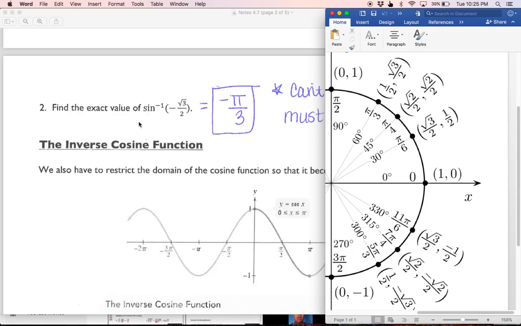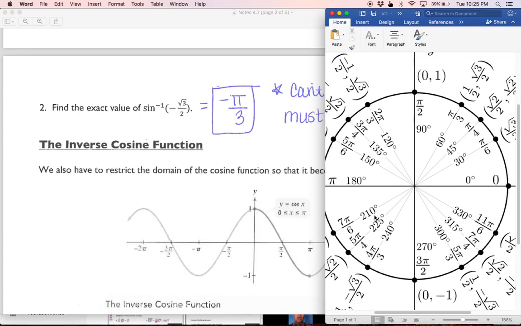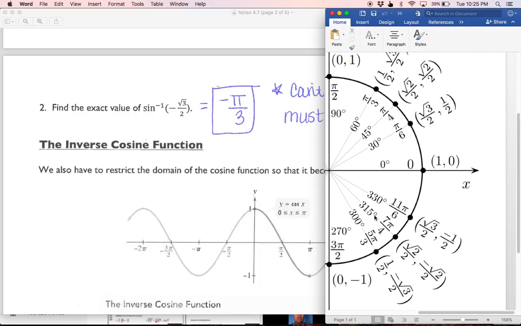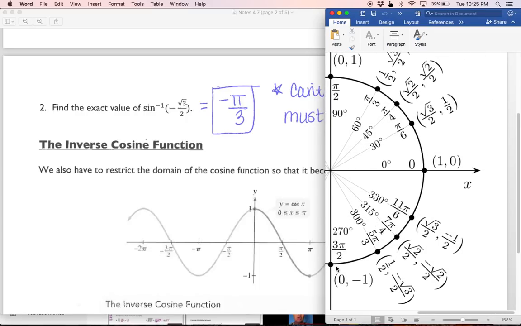We want to find the exact value of sine inverse of negative square root of 3 over 2. Well, the y value is negative square root of 3 over 2 right here. Remember, we only get to choose from quadrants 1 and 4. It's the same over here, but we don't want to look at that. We only get to go from negative pi halves to positive pi halves, okay?